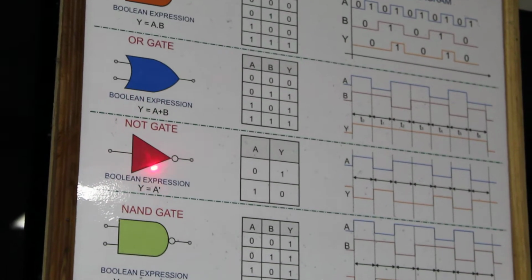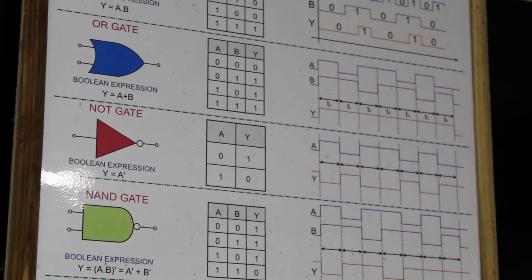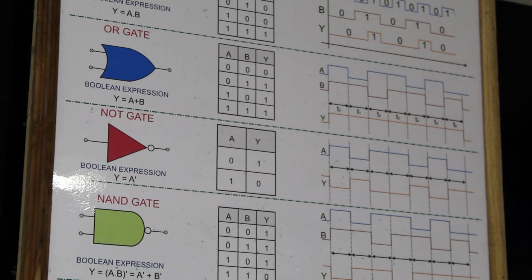Now we'll move on to your NOT gate, which is also known as an inverter. If I give the input as 0, your output will be 1. If I give the input as 1, the output will be 0.